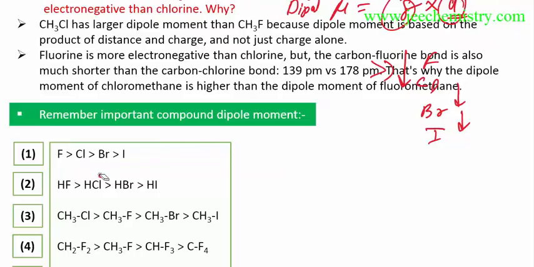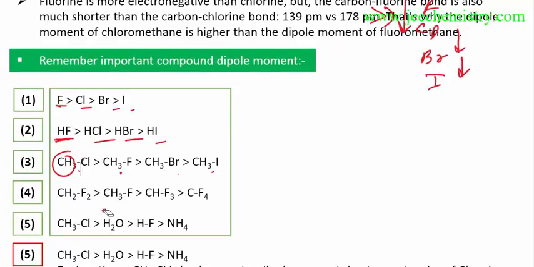But the dipole moment of fluorine, chlorine, bromine, iodine: the dipole moment actually comes between the atoms, and fluorine, chlorine, bromine, iodine have higher electronegativity, so their dipole moment here is higher. But when the methyl comes, the dipole moment of methyl chloride will be higher than the fluoride, bromide and iodide. Whenever the methyl comes, we need to take care.